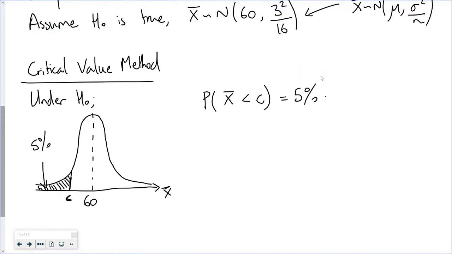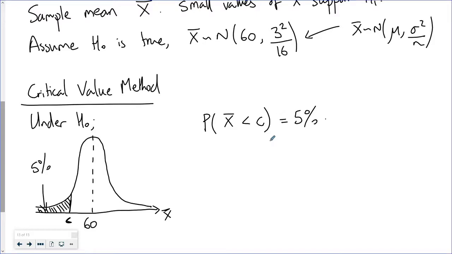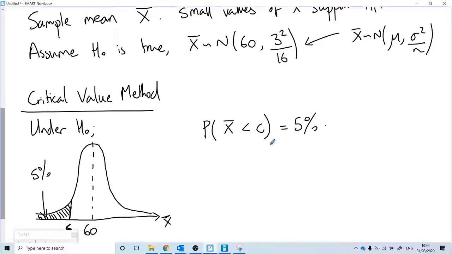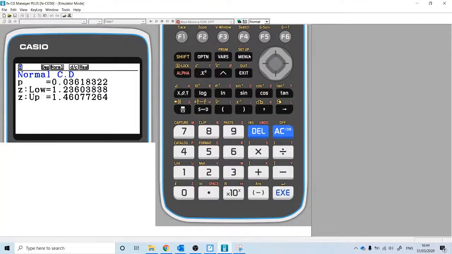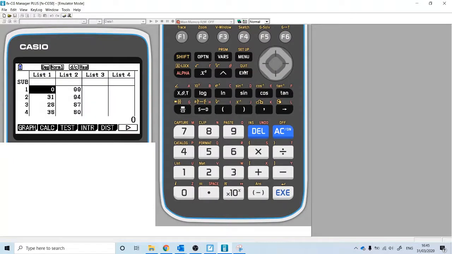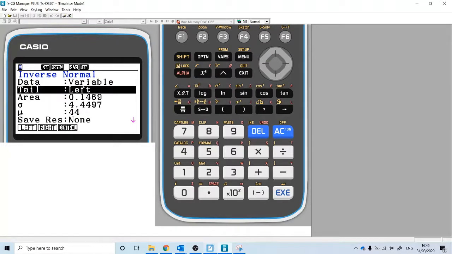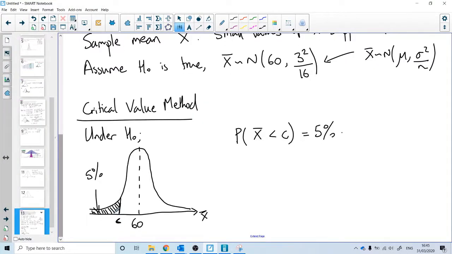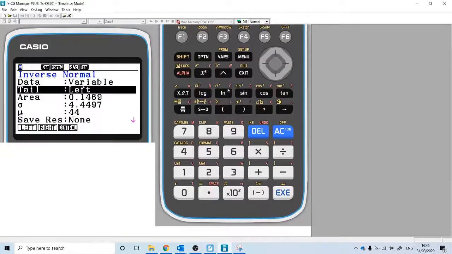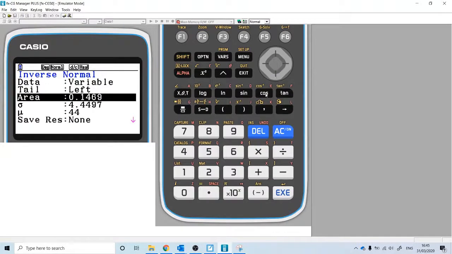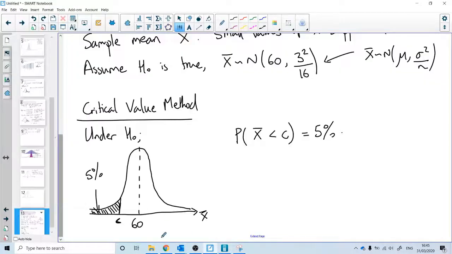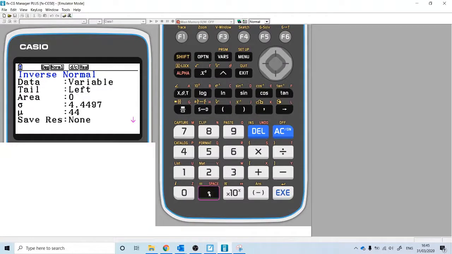So we know how to do this. We can use our calculators using the inverse normal function. So we go to our calculator, stat mode, distribution, normal, inverse normal. Now the value that we want to find is c, and we know the total probability to the left of c is 5%. So we're going to do left tail. The area to the left of our unknown value is 5%, so 0.05.